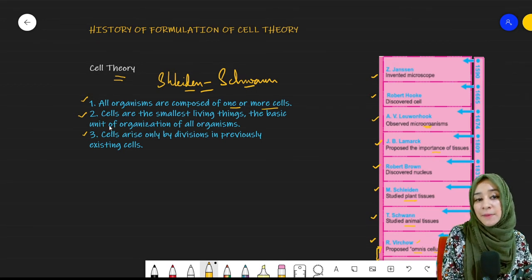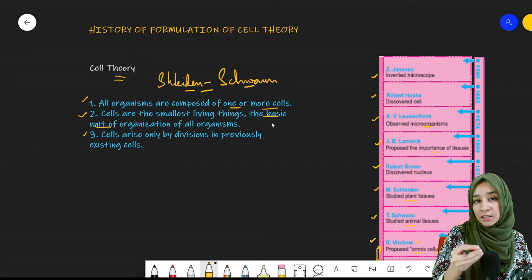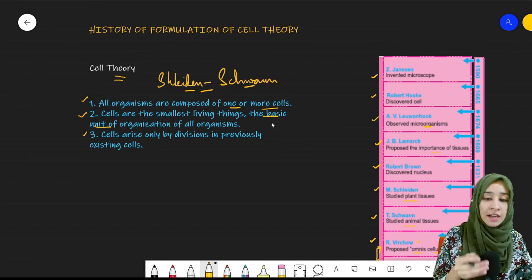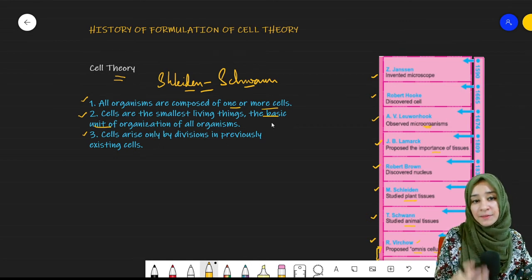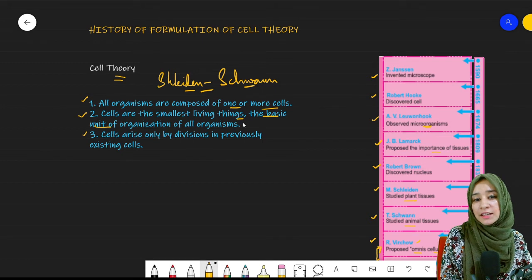Second, the cell is the basic unit of organisms. This point was given during the cell theory, that every single living organism consists of cells, and that the cell is the basic unit. Everything starts from that unit in life. So this is the smallest living thing and it is the basic unit.